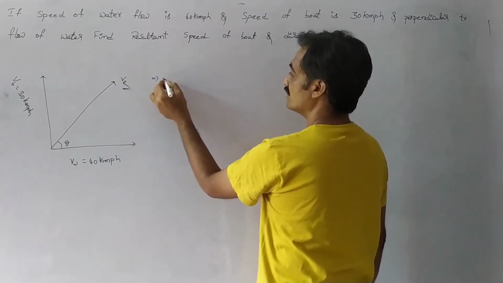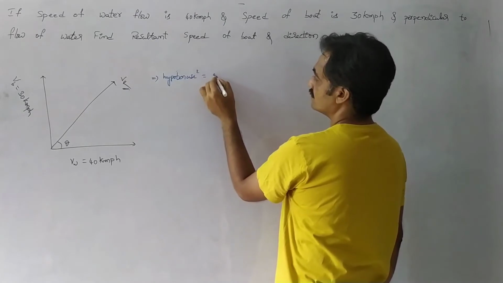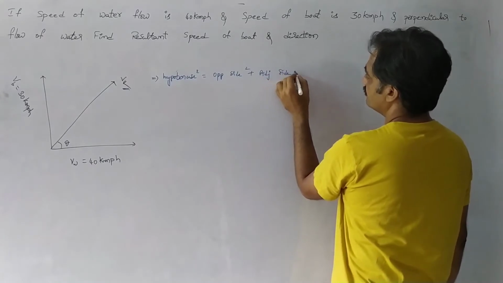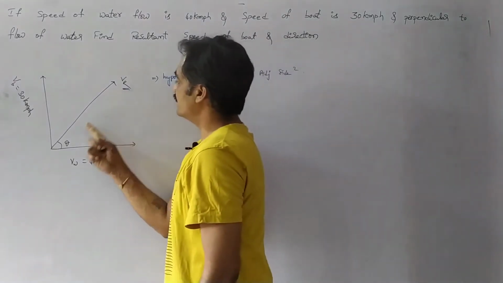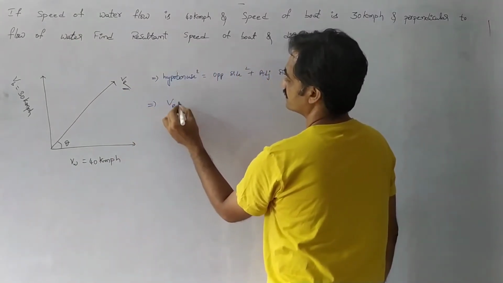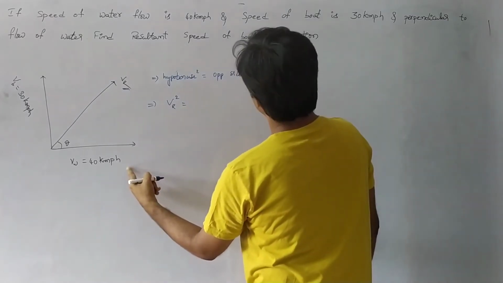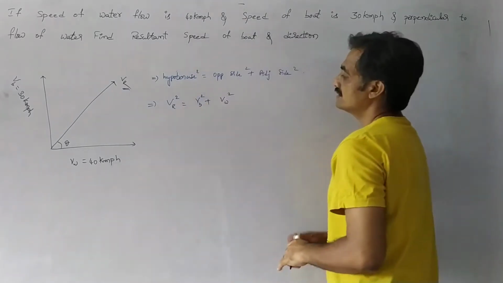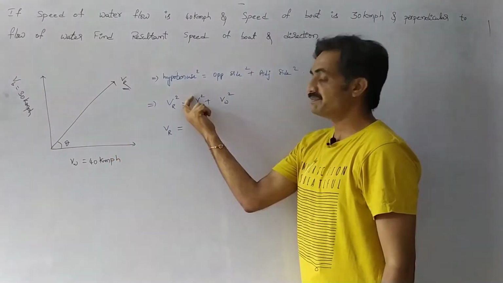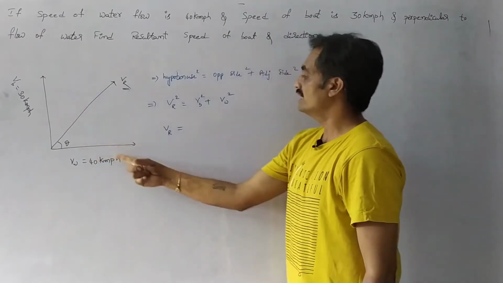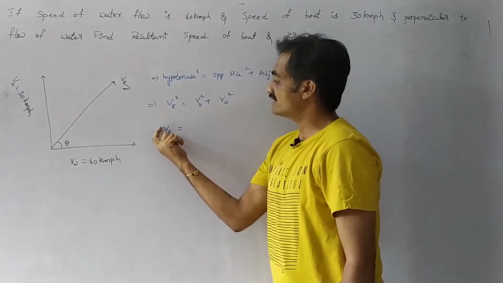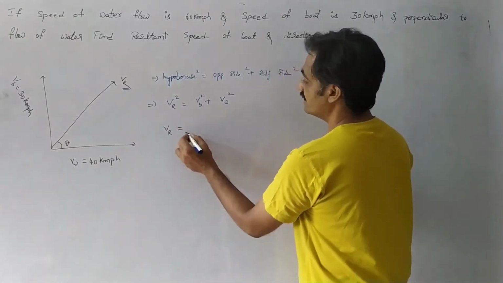According to Pythagoras theorem, we know that hypotenuse square equals opposite side square plus adjacent side square. Based on this, observe that the hypotenuse is represented by the resultant speed. Then we can write V suffix R square equals opposite side square plus adjacent side square. So resultant speed square equals speed of the boat square plus speed of the water square.